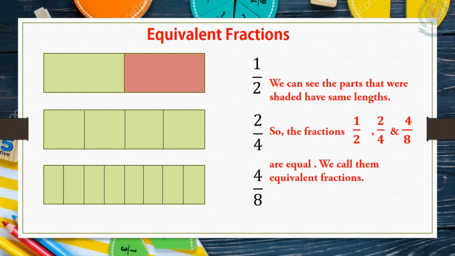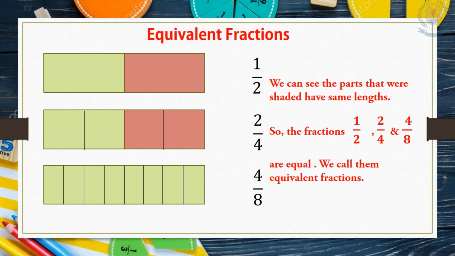Look at the second rectangle. This rectangle is divided into 4 equal parts, and we are going to select 2 parts. So the fraction will be 2 over 4. We select 2 parts out of 4 parts.